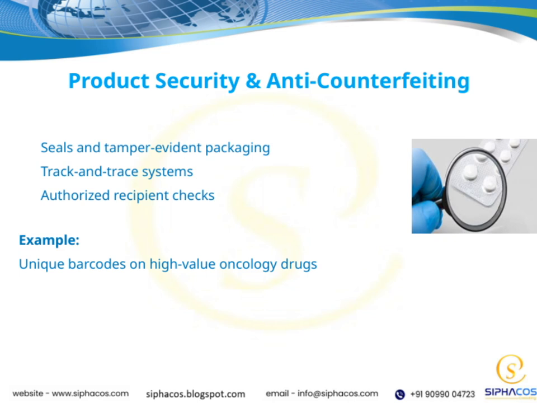Finally, authorized recipient checks are essential. These checks verify that the product is being received by a legitimate and approved party, further reducing the risk of counterfeits. For example, on high-value oncology drugs, we use unique barcodes. These barcodes enable precise tracking and verification, ensuring that each dose is authentic and safe for patients. Overall, these combined measures help us protect our products, our brand, and ultimately our customers.